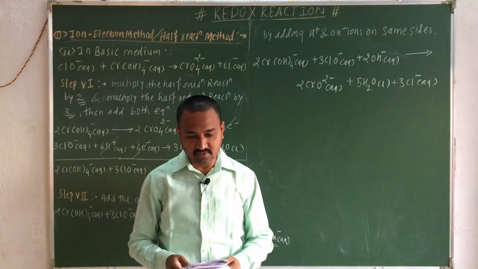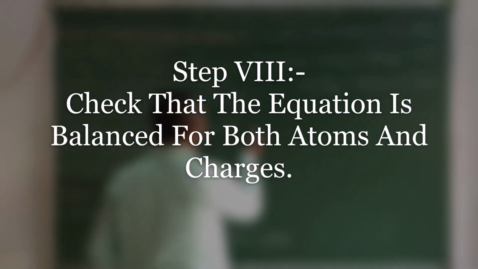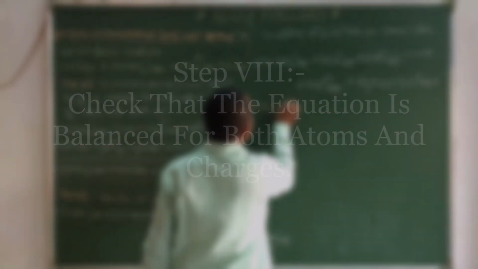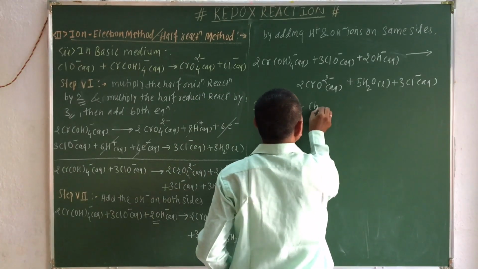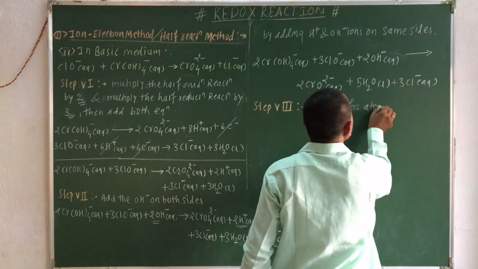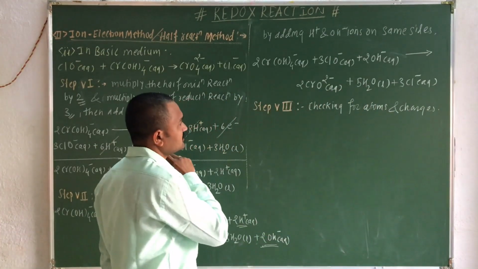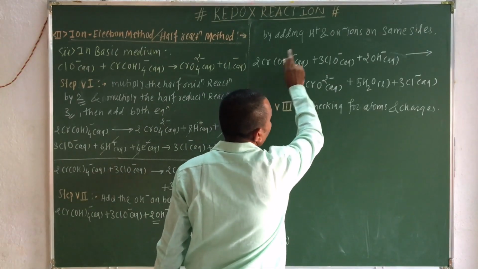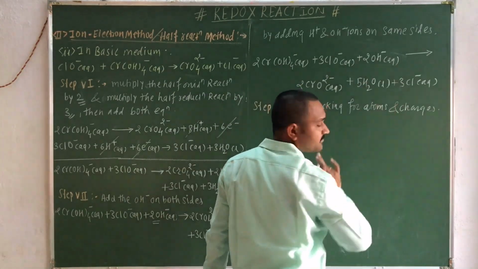So let us go to the next step, step number 8. Step number 8 says check that the equation is balanced for atoms and charges. It is a very simple step, just checking for the atoms and the charges. Now take the reference of the previous step. Here the overall charge on your left hand side must be equal to the overall charge on your right hand side, and all atoms must be equal.